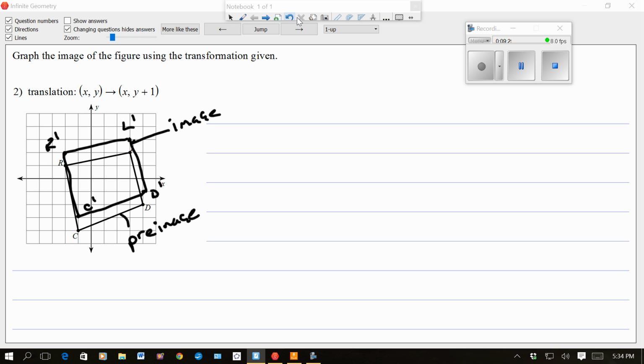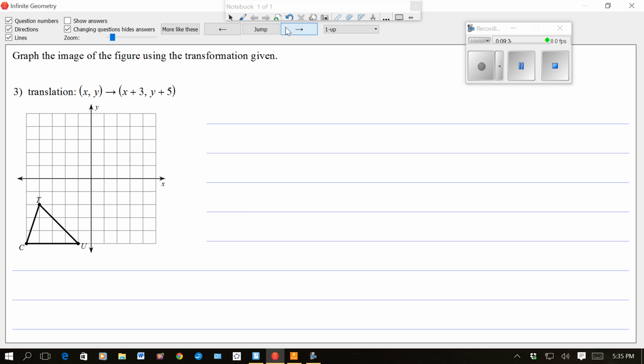Let's erase and go to the next slide. What is this telling me? Take the x value of each one of these points and move it to the right 3. Take the y value of each one of these points and move up 5. It's increasing by 5. So x plus 3 means go to the right, and y plus 5 means go up 5. You're changing your y value.